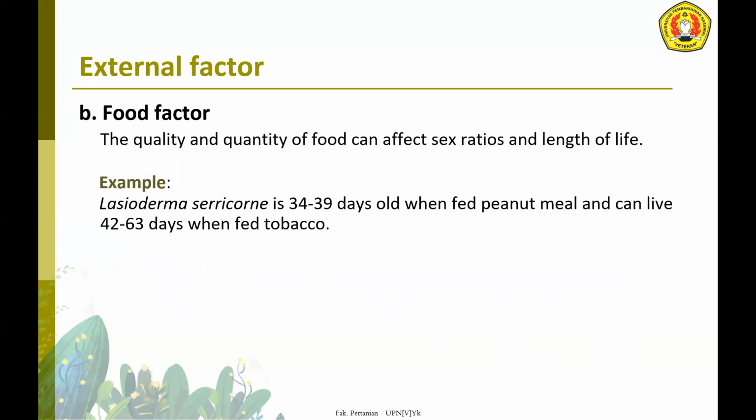Okay, external factor number 2 is food factor. The quality and quantity of food can affect sex ratio and length of life. Ya, tadi kita udah bahas bahwa makanan itu mempengaruhi sex ratio, dan sex ratio jika betina lebih banyak itu akan meningkatkan populasi.